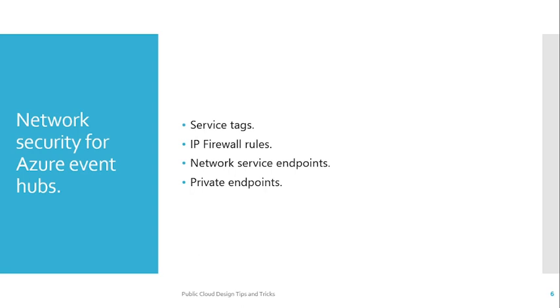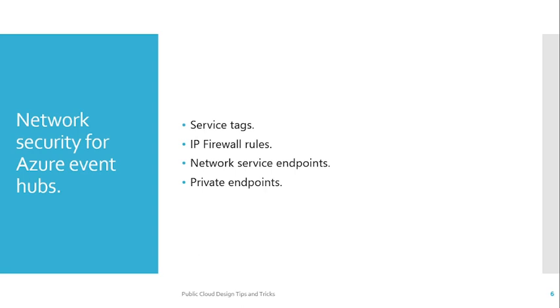Then the second part, IP firewall. By default, Event Hubs namespaces are accessible from the internet as long as the request comes with a valid authentication and authorization mechanism. With IP firewall, you can restrict access further to specific IPv4 or IPv6 addresses, so that your sources will always be restricted and no other sources can reach your event hub. That is IP firewall rules.